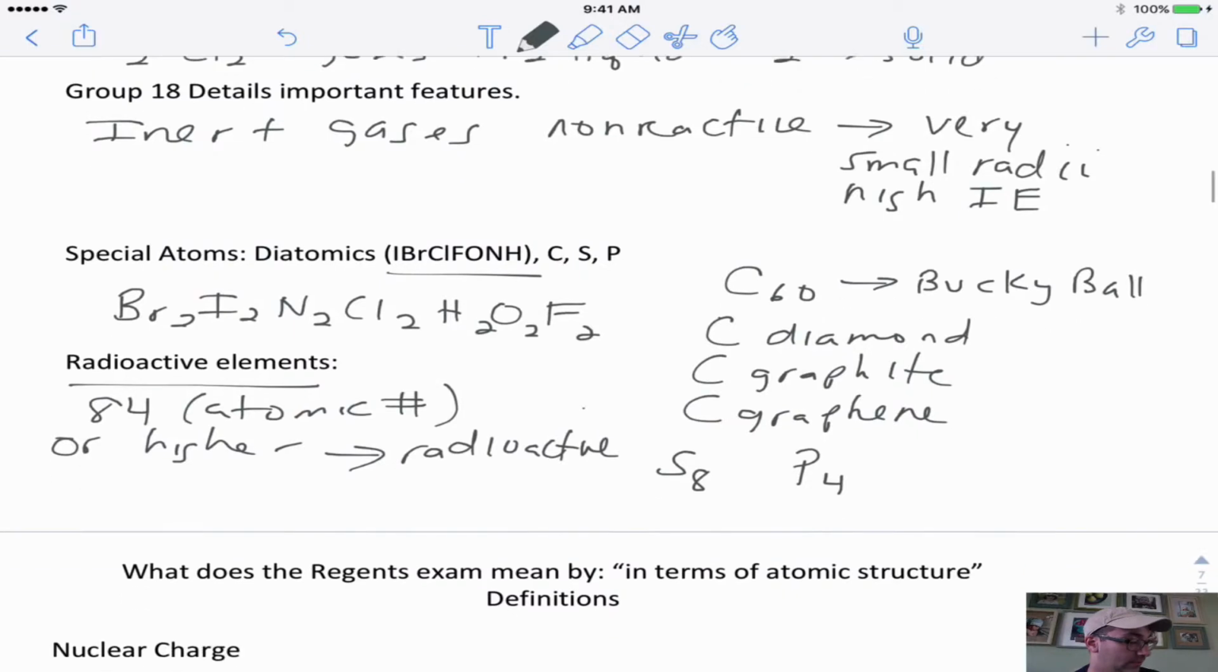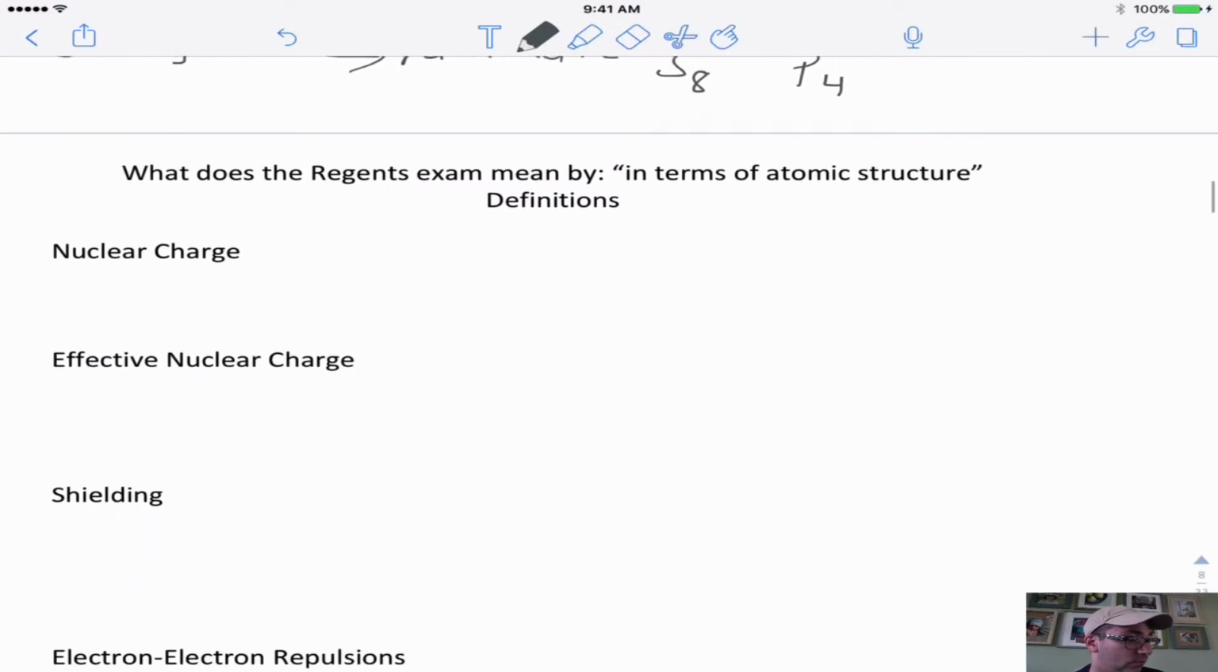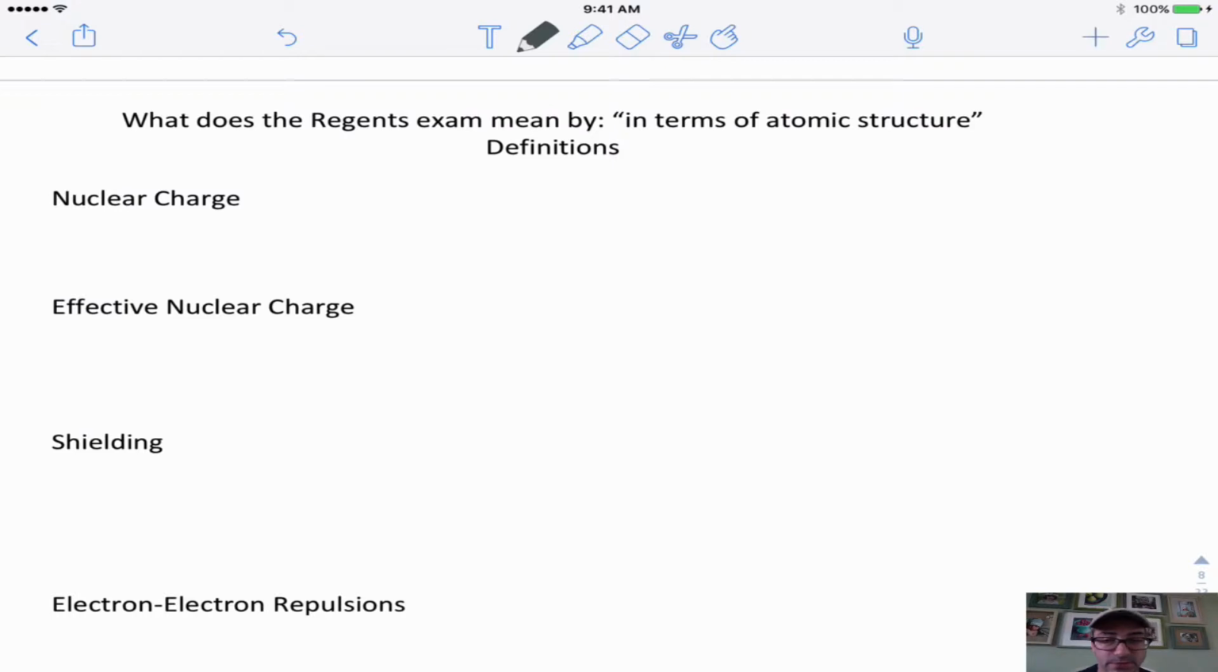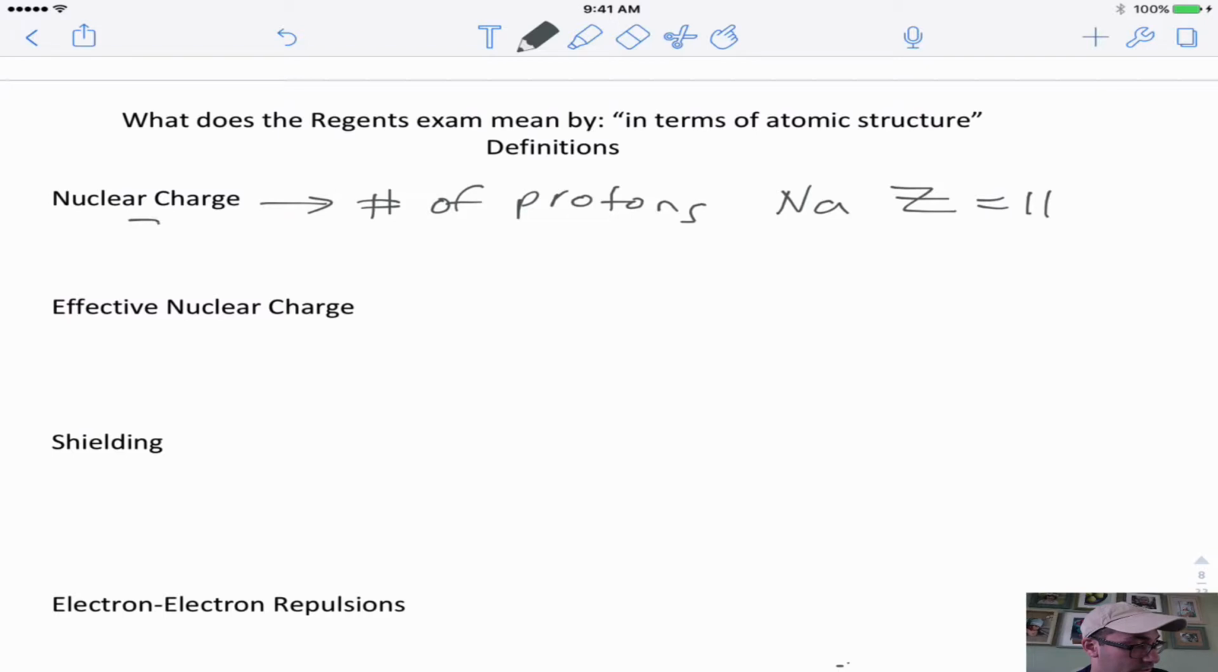Let's get into talking about really important things, like what makes an atom behave the way it does. What do I mean when I talk about atomic structure? The first thing I'm going to talk to you about is nuclear charge and effective nuclear charge. Nuclear charge is just the number of protons. And this makes sense. Protons are in the nucleus. Protons are the only thing charged in the nucleus. So if you have sodium, for example, sodium is going to have a nuclear charge, or a Z, equal to 11. So nuclear charge gets the symbol Z.